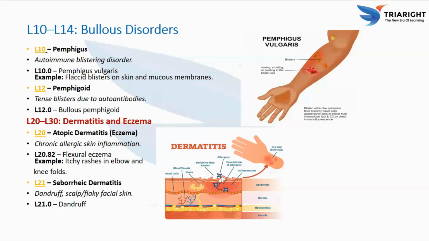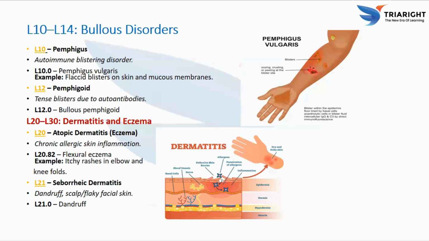Whenever flexural eczema is assigned, you have to give the code L20.82. This appears in skin folds. For example, you can find them near the elbow, near the neck, near the knee. Itchy rashes worsen with scratching or allergens. So next, coming to the code L21, seborrheic dermatitis. Seborrheic dermatitis affects the scalp, face, and also the oily regions. Flaky white or yellowish scales lead to itching. So what is dandruff? You have to assign code L21.0 for dandruff. It is a mild form affecting the scalp only.